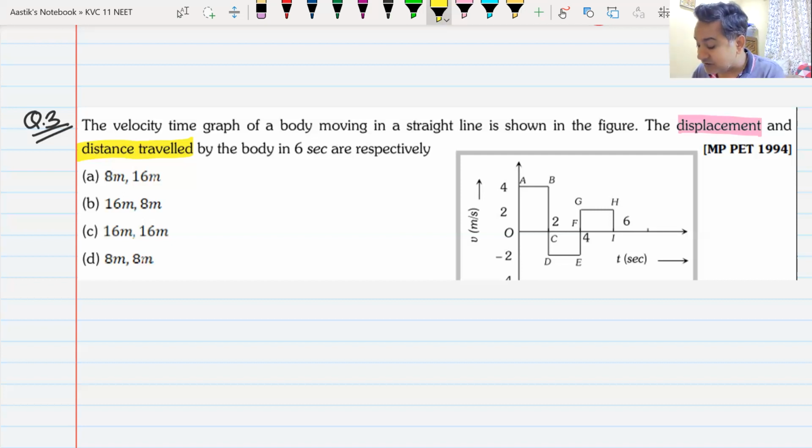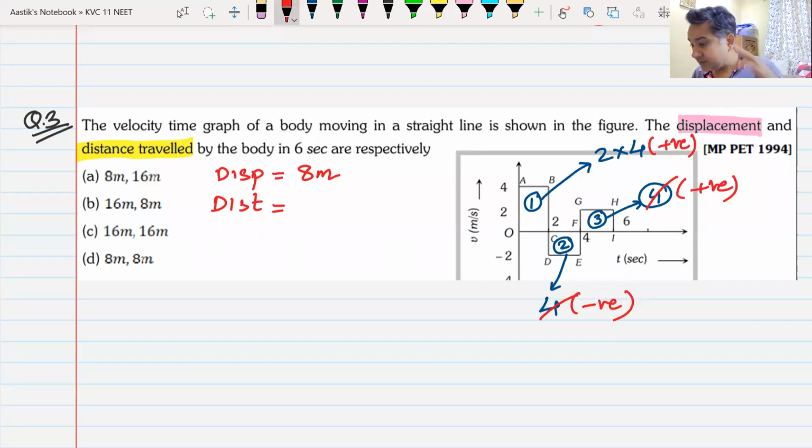When I talk about the distance traveled, all the areas are taken as positive. So 8 plus 4 plus 4. I hope you can see this. 8 plus 4 plus 4. Your answer will be 16 meters.